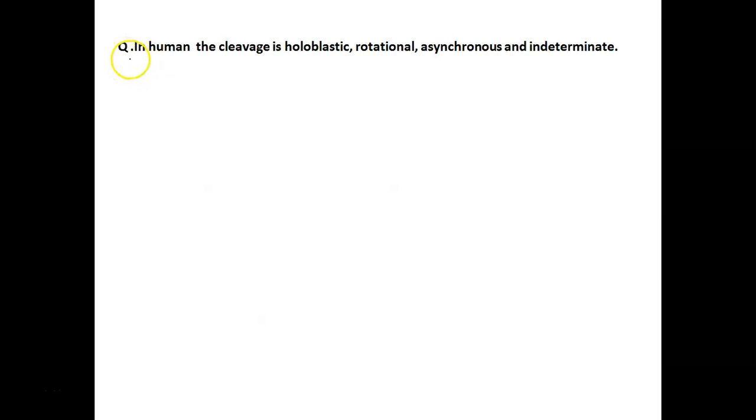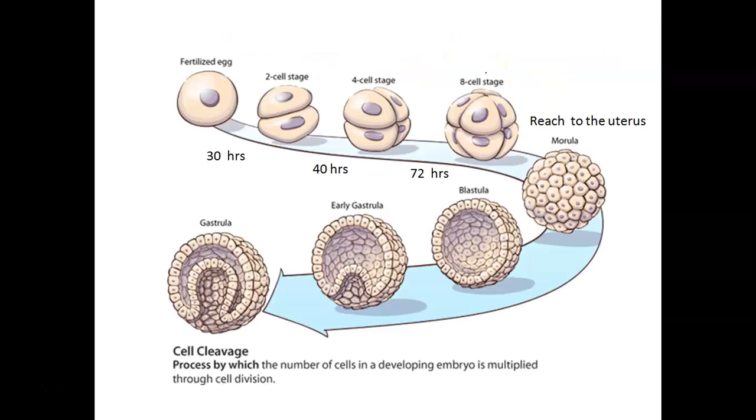Now we can write that human cleavage is holoblastic, rotational, asynchronous and indeterminate. These are the 4 terms which we have studied so far. Okay, now we have already discussed that after 24 to 30 hours, the first division occurs, giving 2 cells, then 4 cells, then at 72 hours, 8 cells, and then the solid ball of mass.